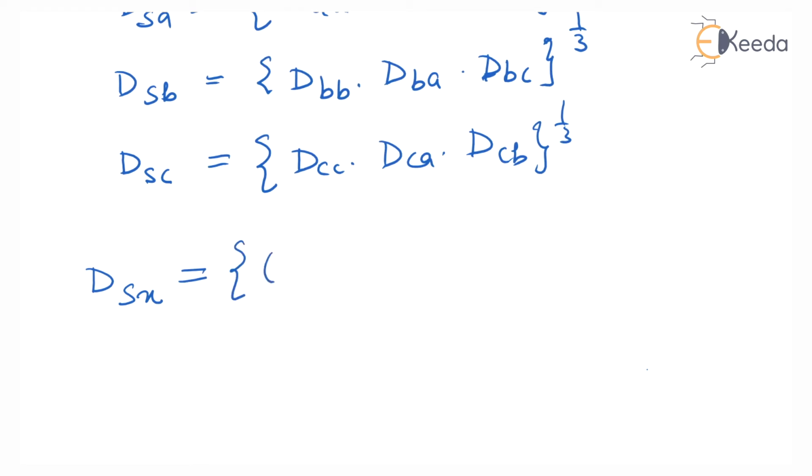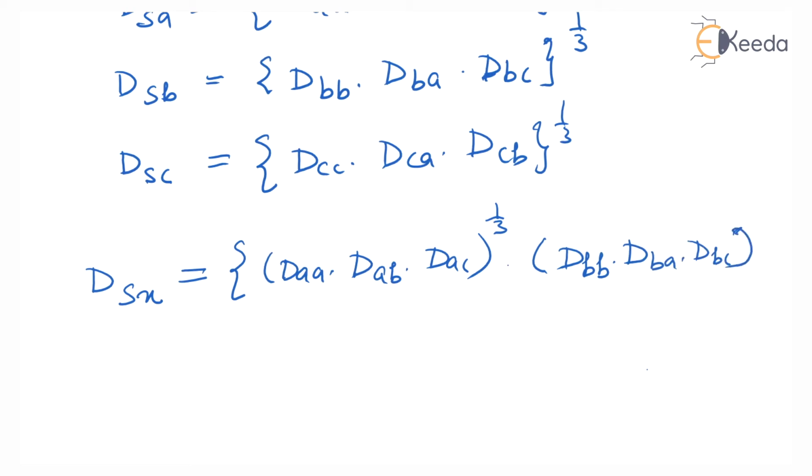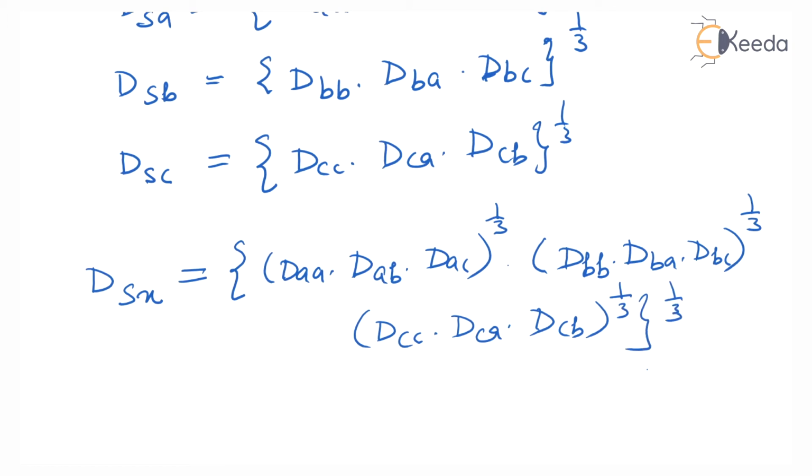This is equal to DAA into DAB into DAC to the power 1 by 3, into distance from B to B, distance from B to A, distance from B to C to the power 1 by 3. Now distance from C to C, distance from C to A and distance from C to B to the power 1 by 3, to the power 1 by 3. Or we can write this as 1 by 3 into 1 by 3 means 1 by 9.